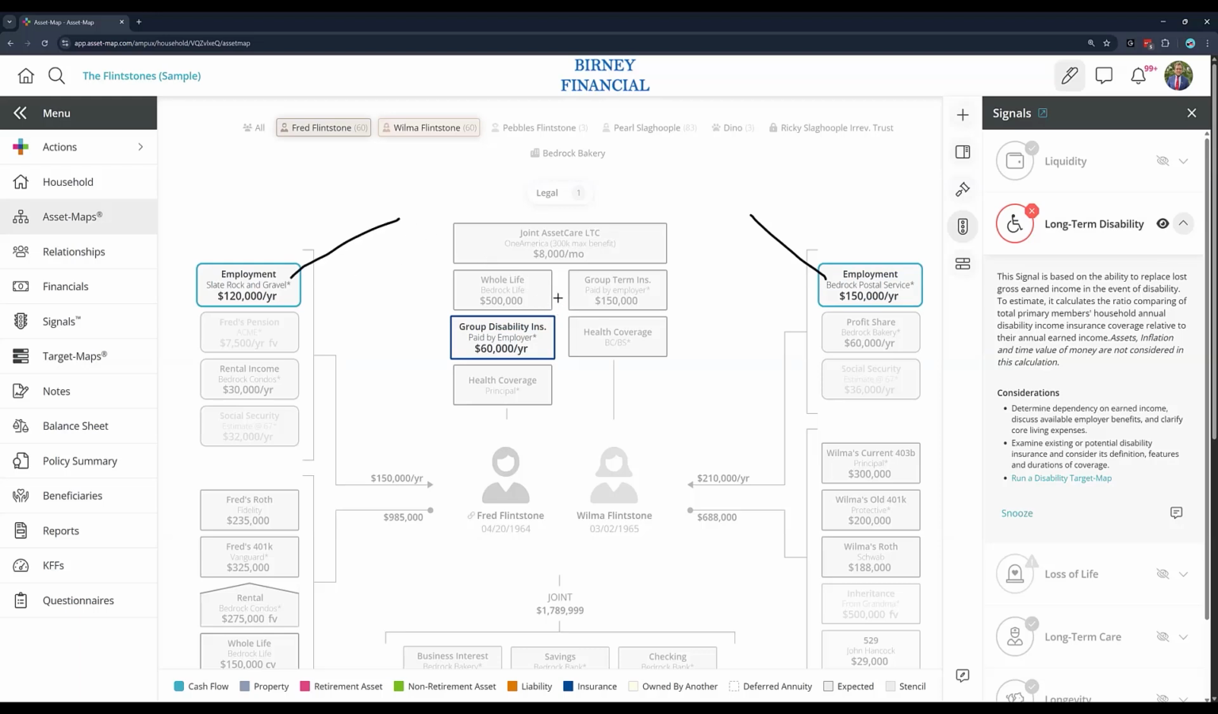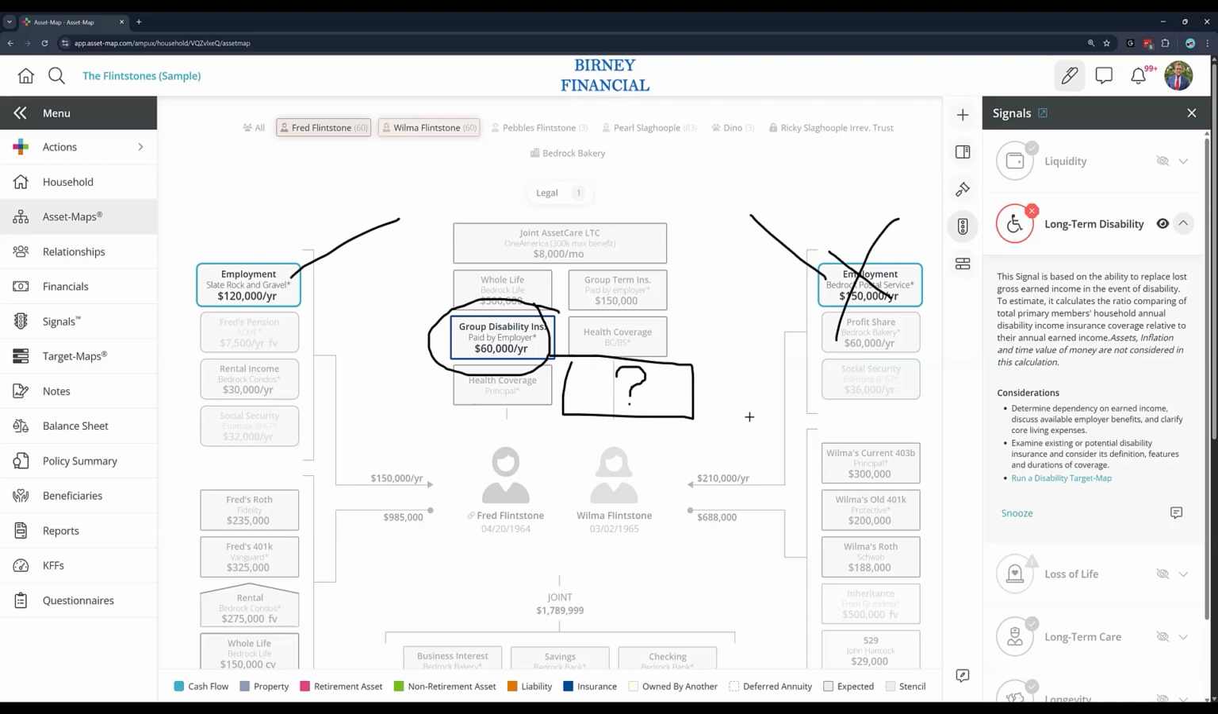What do I have to do that? Well, Fred has a small policy here through his employer. Wilma currently has no disability coverage. This is why it is showing as a red light, because Wilma is the breadwinner here. If she loses this good income coming in, there's no policy that kicks on to help pay for that loss of income.